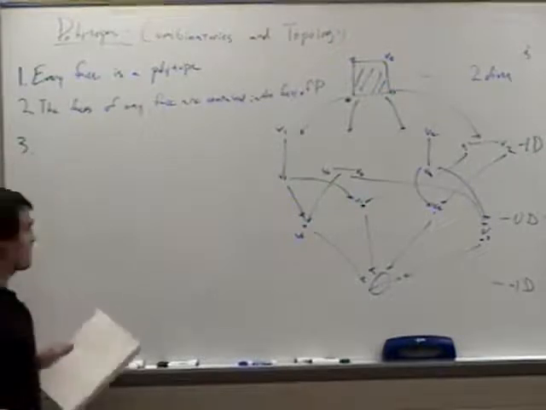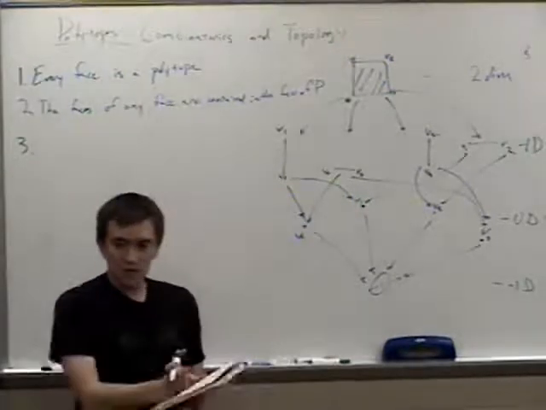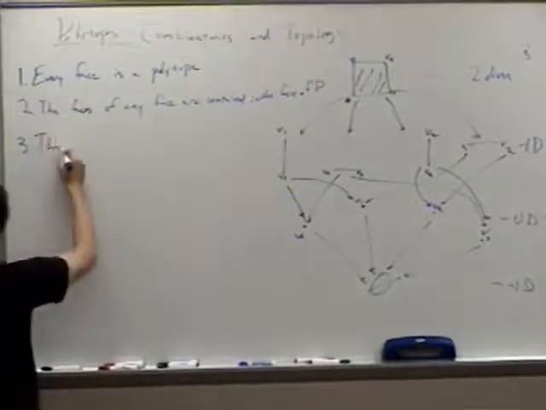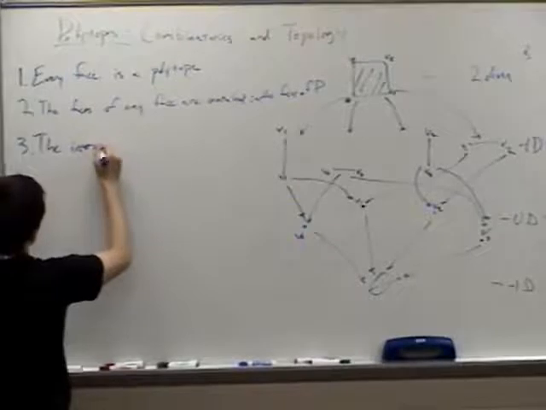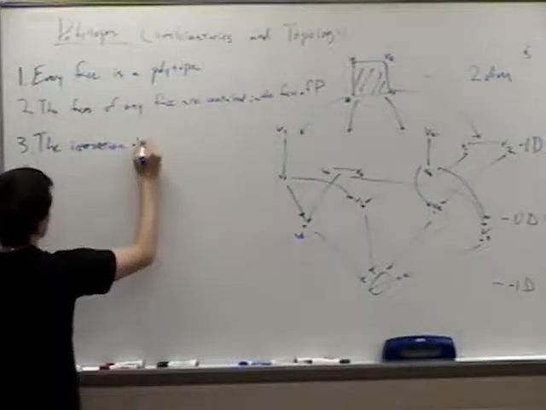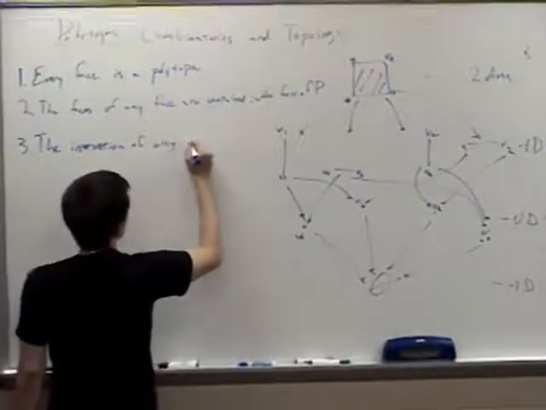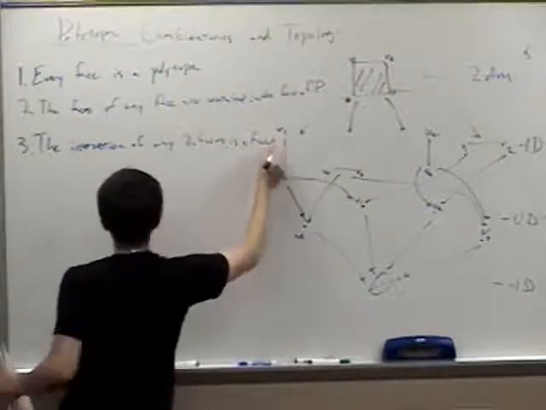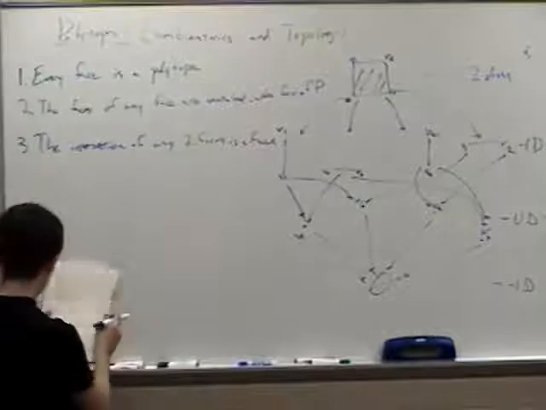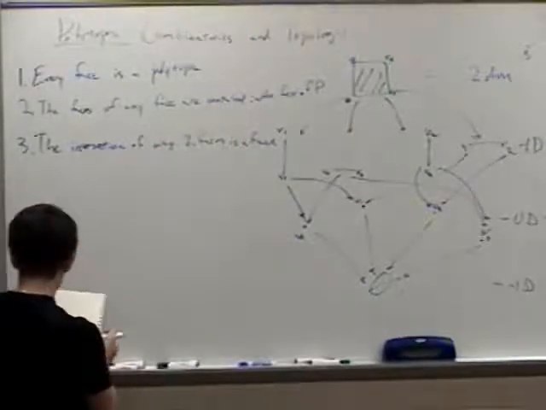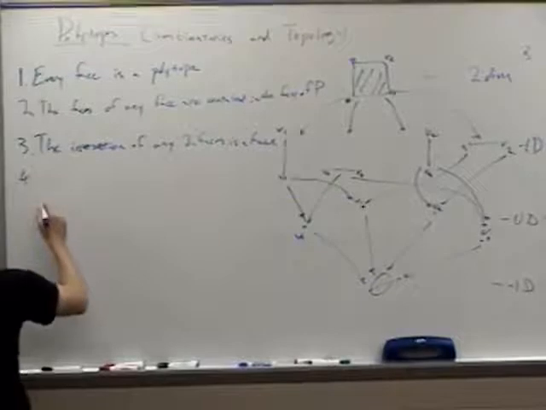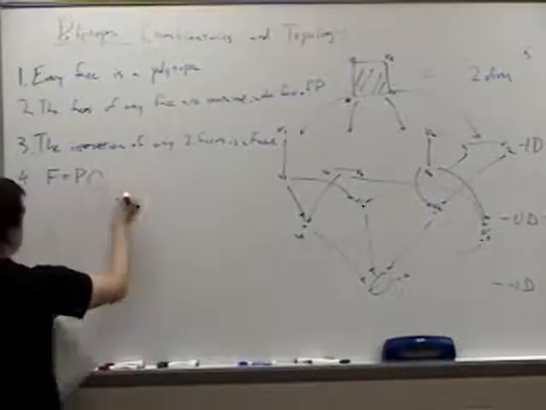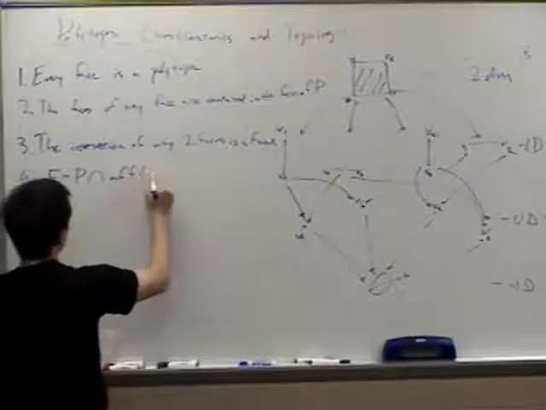Another observation is that if we take any two faces and we look at their intersection, it is also a face. So we'll say the intersection of any two faces is a face. And another one is that any face is trivially equal to the intersection of P with the affine hull of the face.